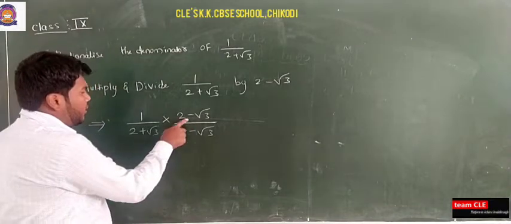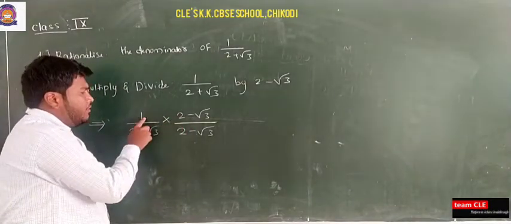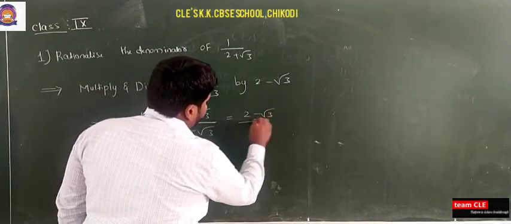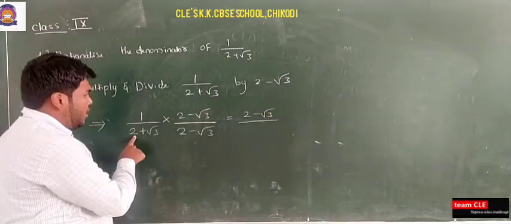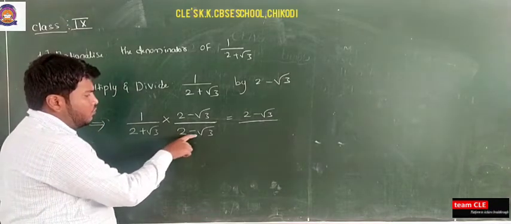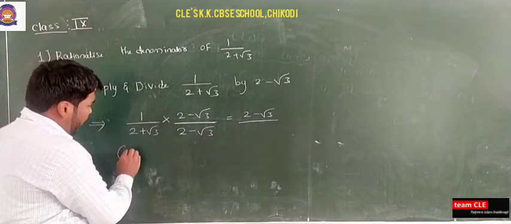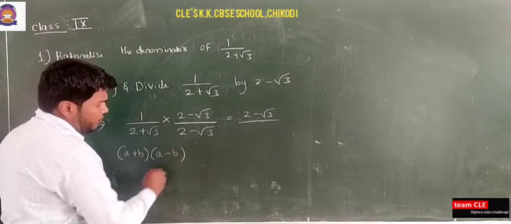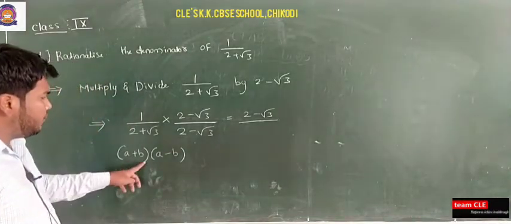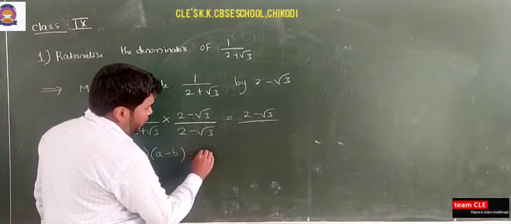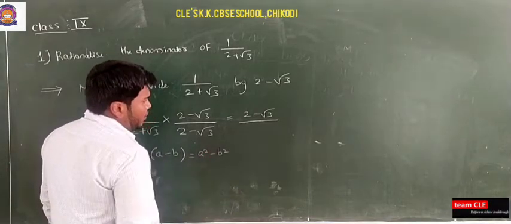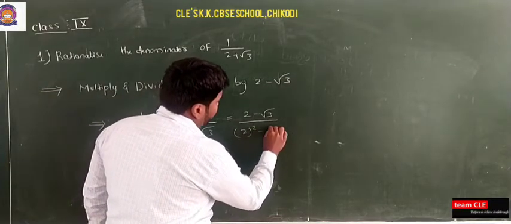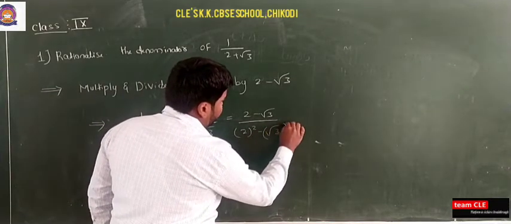Any number when you multiply it with 1, you will get the same number, so you will get 2 minus root 3 in the numerator and 2 plus root 3 into 2 minus root 3 in the denominator. This looks like a plus b into a minus b, which, as you know, is a square minus b square. So you will get 2 square minus root 3 whole square.